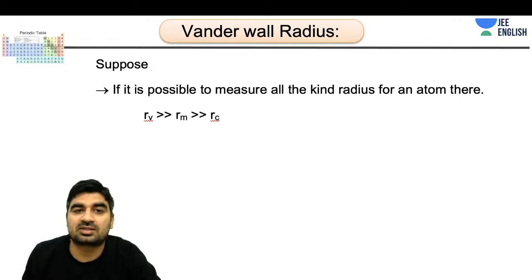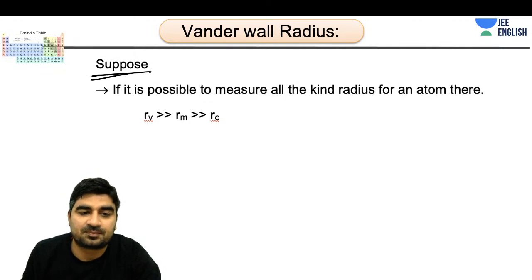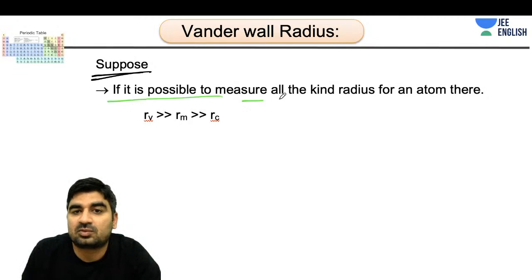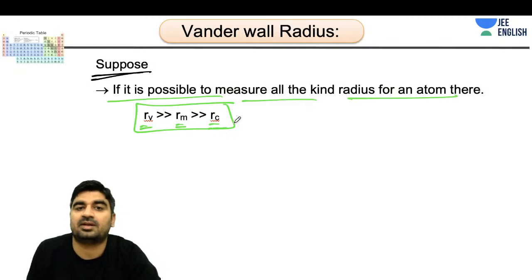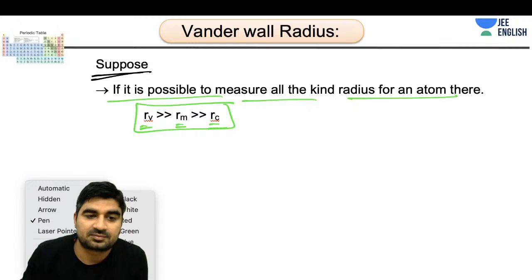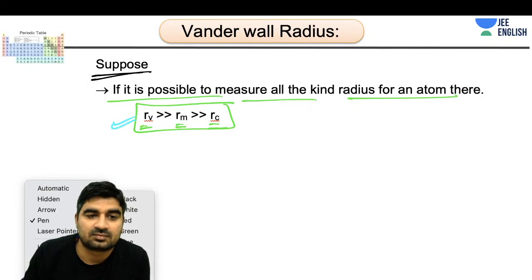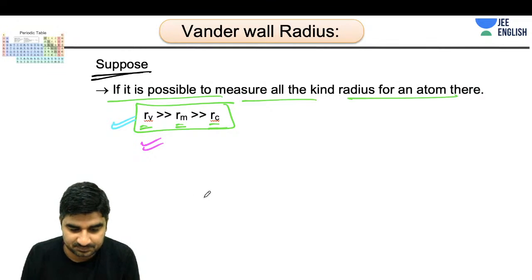So now it is clear. This is a hypothetical question. If it is possible to measure all kinds of radius for an atom, then van der Waals will be very, very greater than the metallic. Metallic will be very, very greater than the covalent. Got it? Any doubt, guys? Got it?